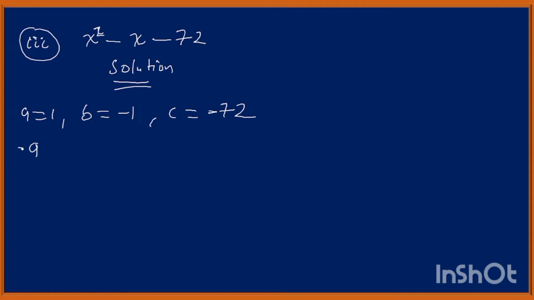The next step is to multiply a by c, which gives 1 times minus 72, equal to minus 72. Then we look for factors of minus 72 that multiply to give minus 72 and add to give the value of b. That number is 9 and 8.